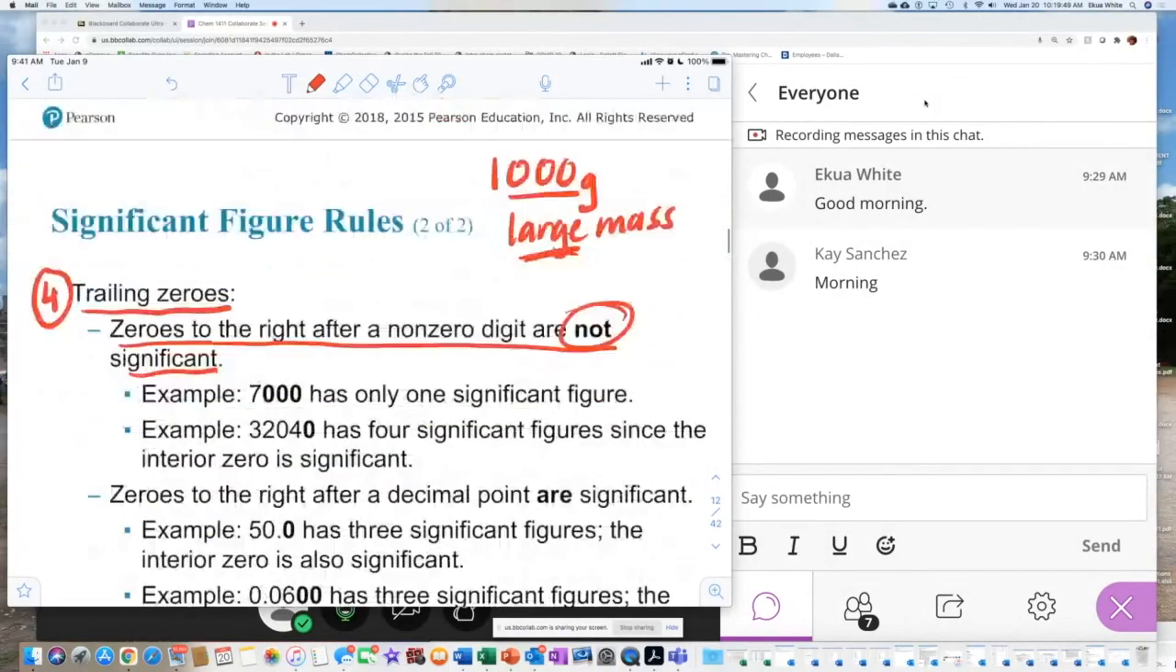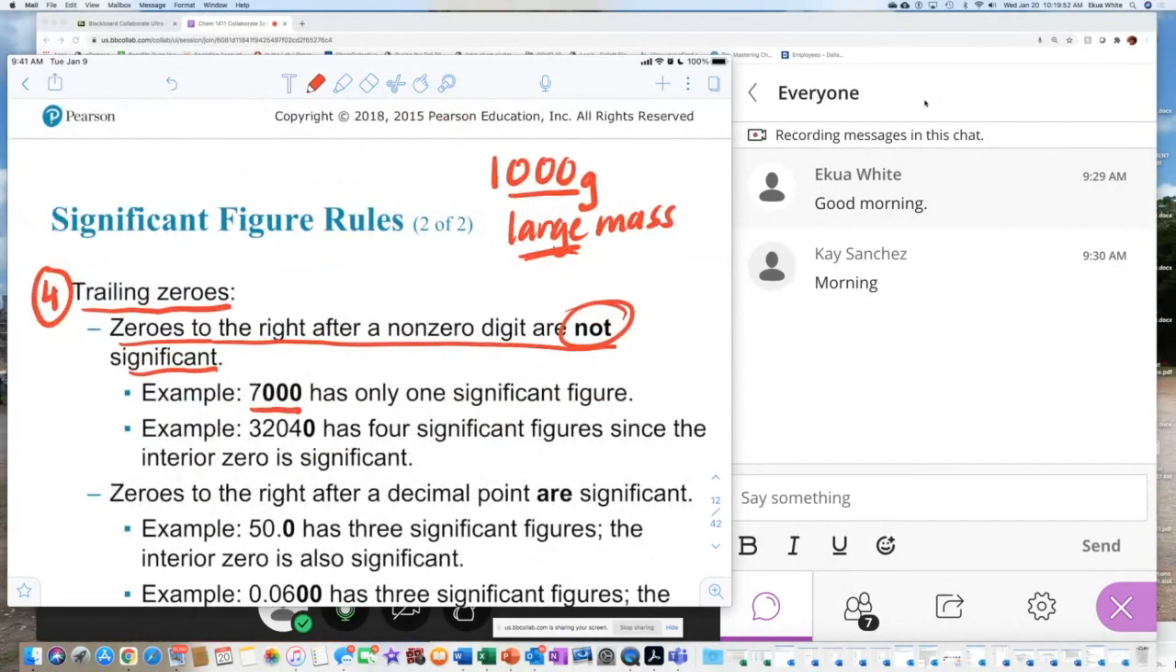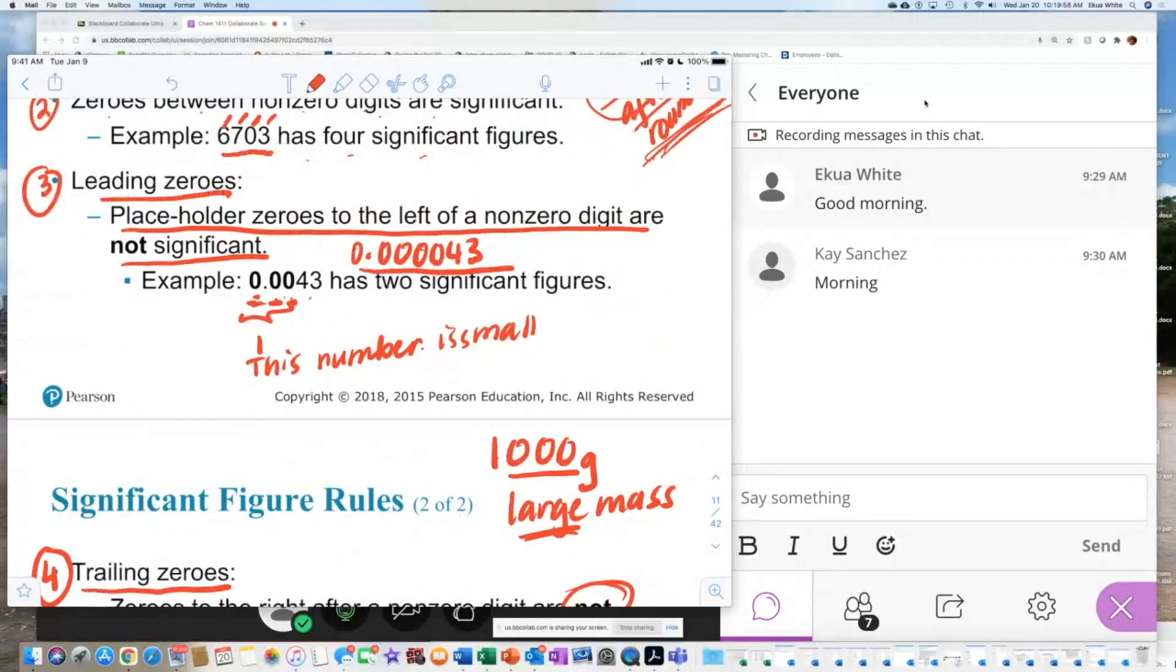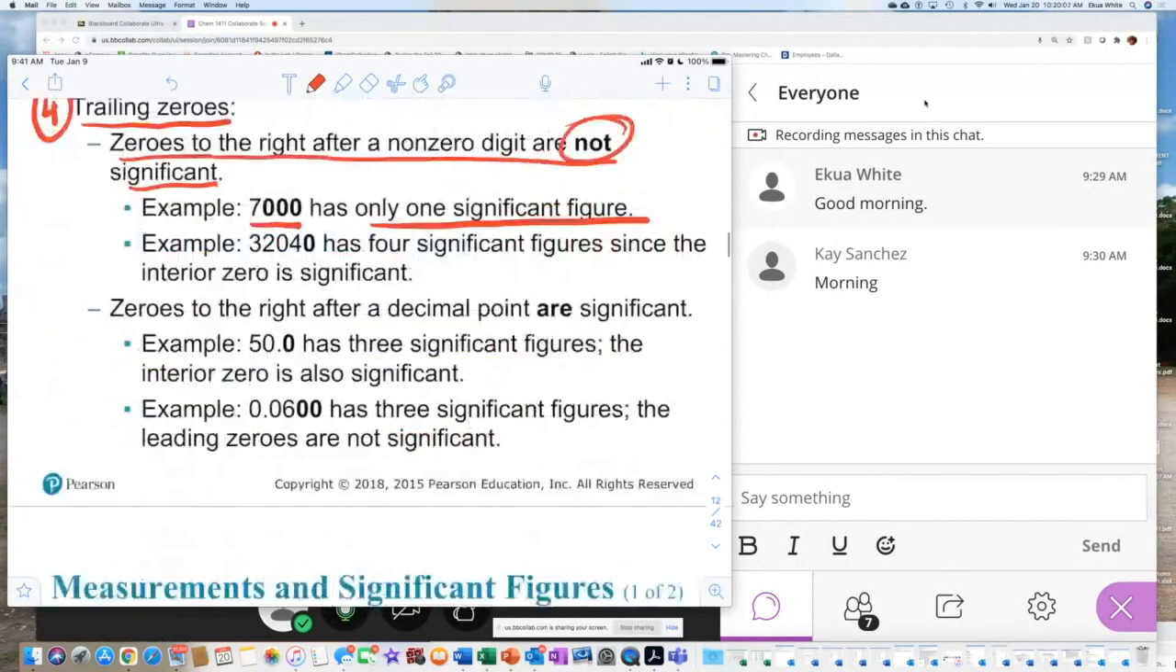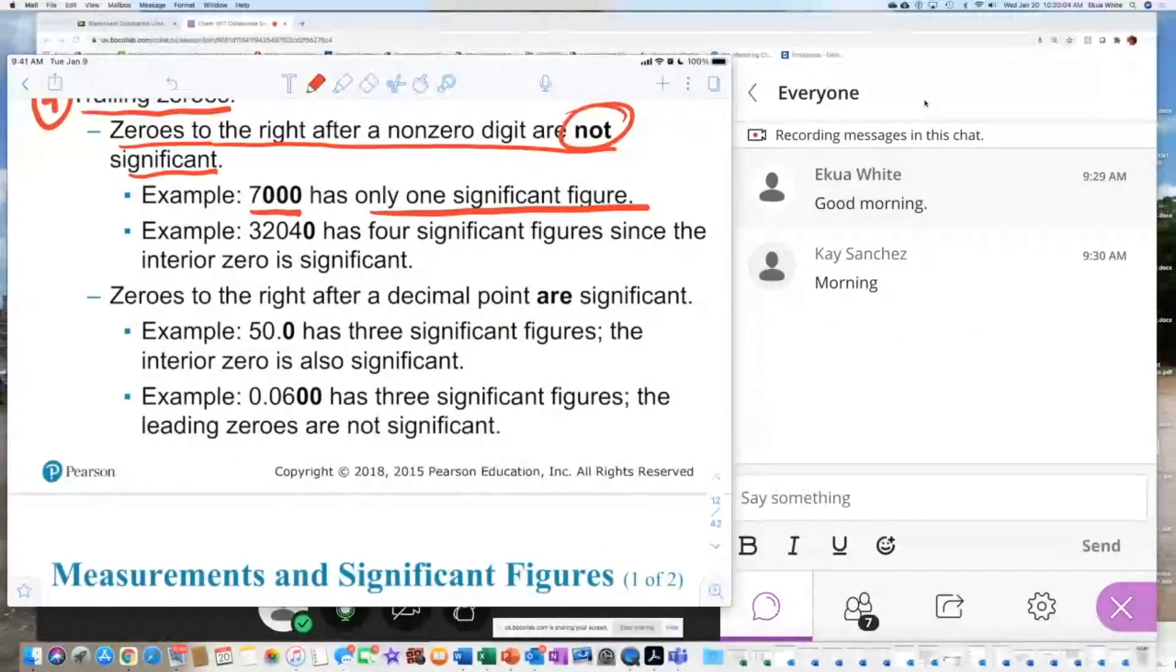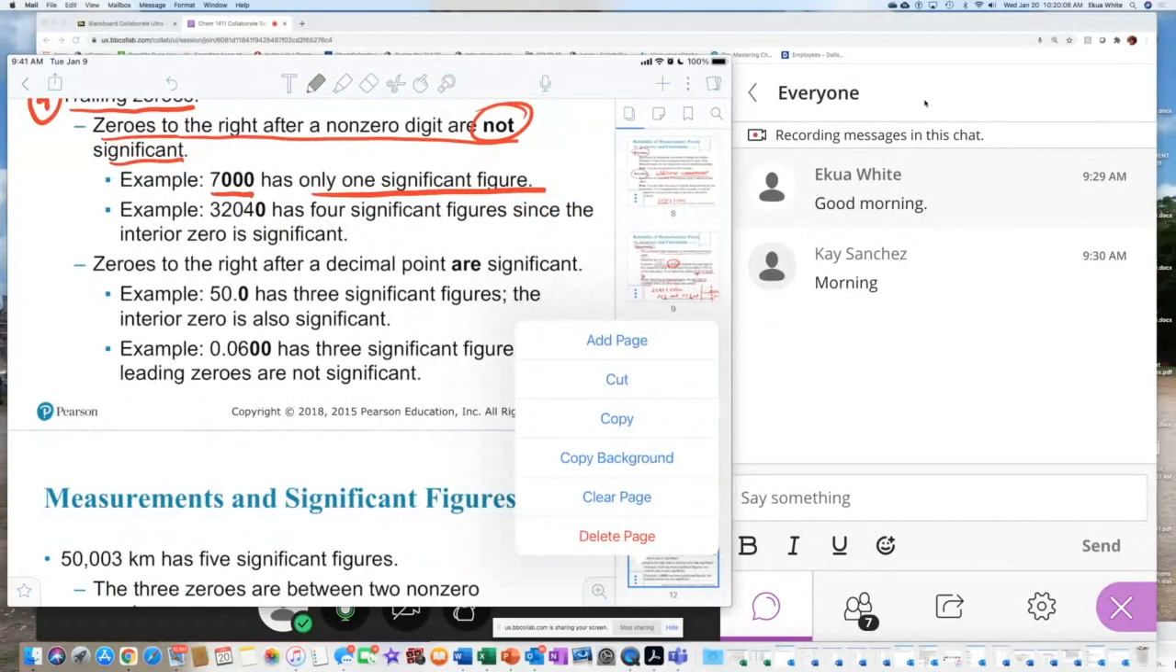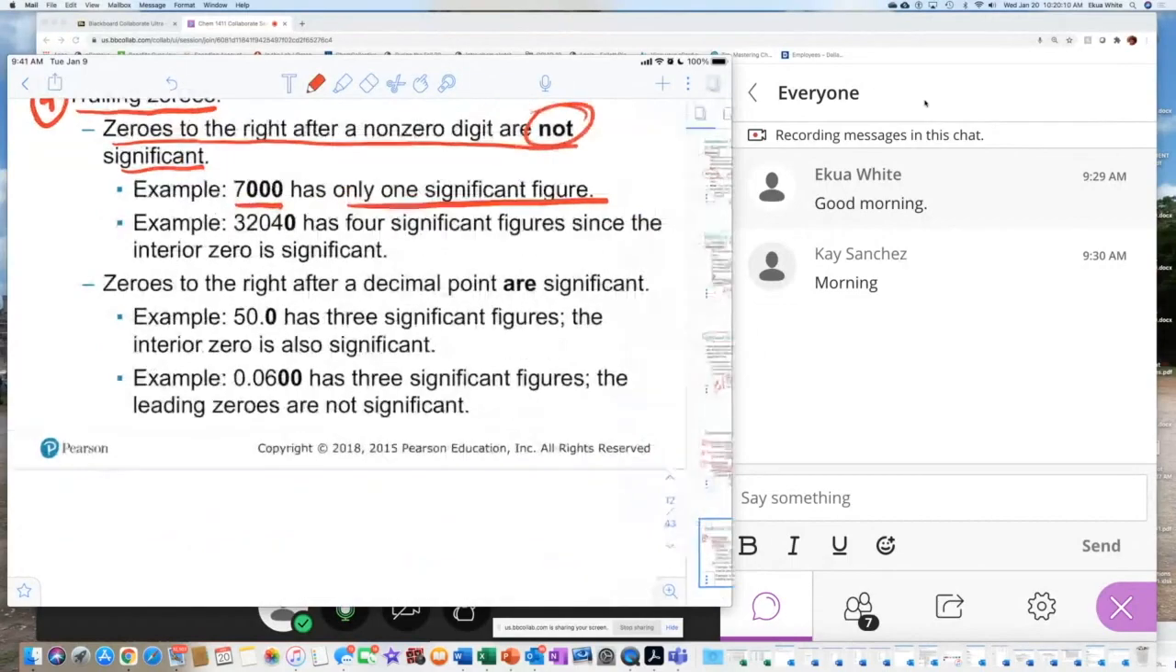So for that reason, we'll say this number here only has one significant figure. Oh, I forgot to say, this number here only has two significant figures. Only the non-zero numbers count. Okay? So for this last part here, let me get a little bit more involved and actually add a page.